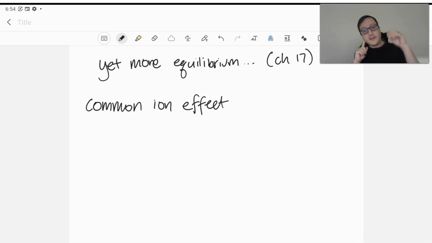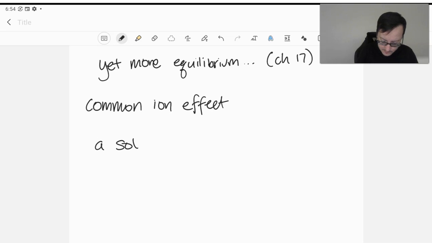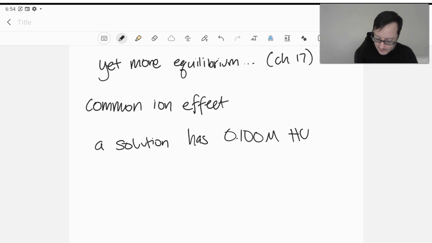The common ion effect comes into play when two processes produce the same ion in solution, and we'll see that one equilibrium will dominate the other. For example, let's take a look at a solution that has 0.1 molar HCl and 0.2 molar HF.